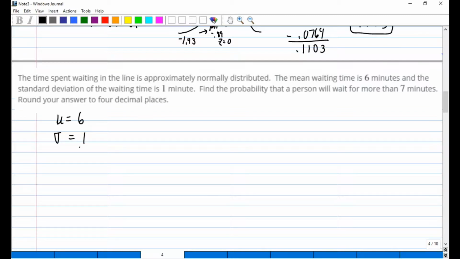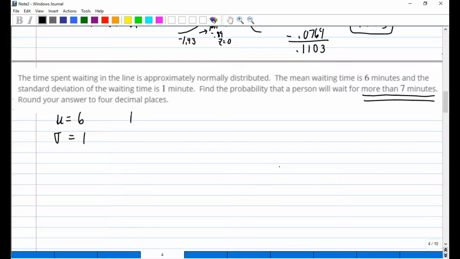All right, so this says, and all of us have to do this from time to time, whether we're checking out at a store or waiting at the doctor's office, we have to wait. That's just part of life. It says time spent waiting in line is approximately normally distributed. The mean waiting time is 6 minutes, and the standard deviation of the waiting time is 1 minute. Find the probability that a person will wait for more than 7 minutes. And the "more than" is very important in this problem.